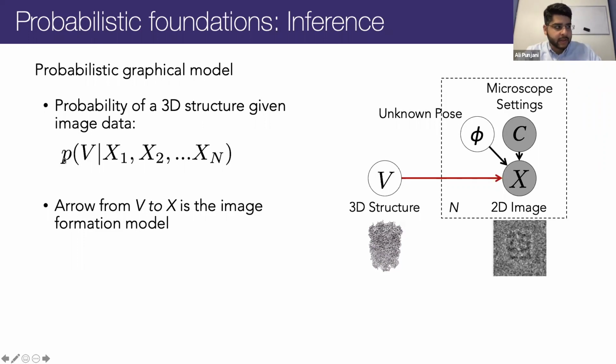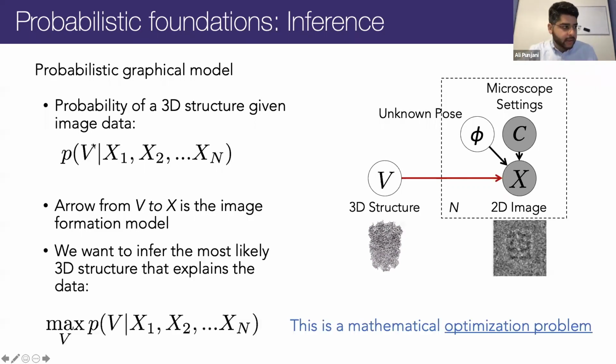The mathematical object that we'll be dealing with is this probability function. It's the probability of a particular 3D structure V given all the images that were collected in the microscope. Each 3D structure has a different probability given the images, and the one structure that has the highest probability is our most likely, maximum likelihood structure. And that's what we want to infer by solving an optimization problem that takes the maximum over possible 3D structures to find the one 3D structure that has the highest likelihood.